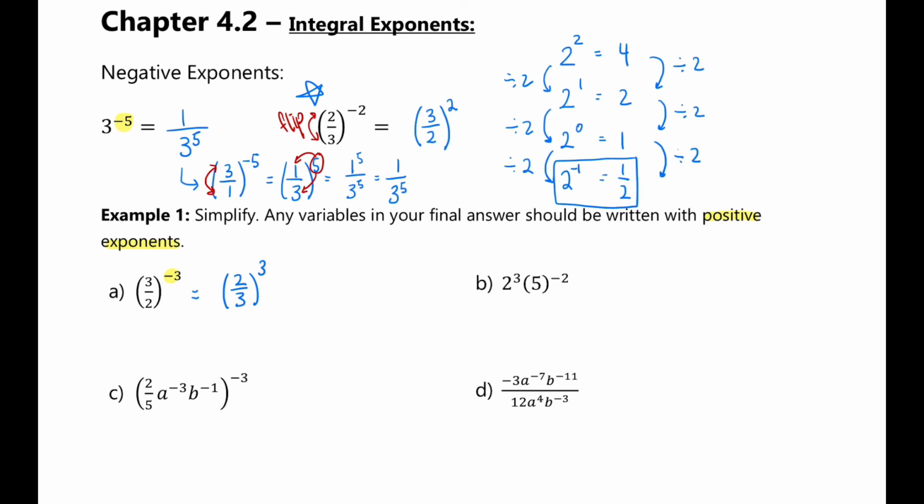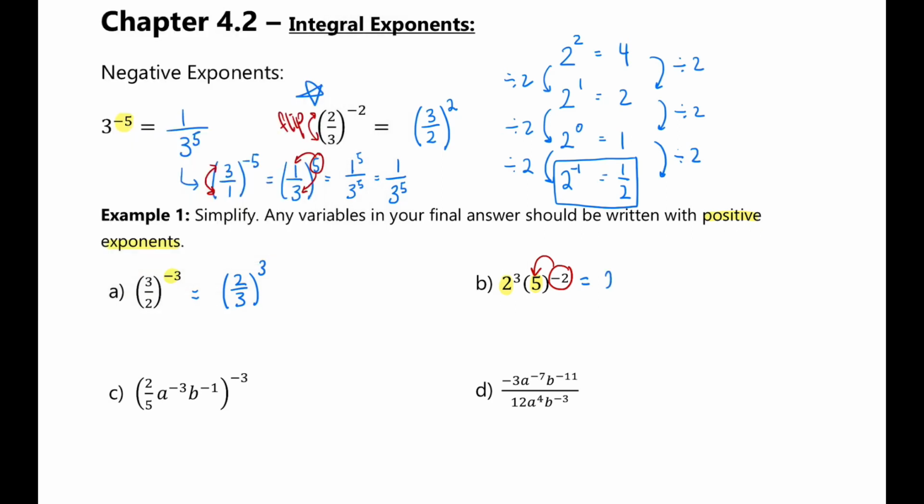I'll do part B as well. This time we have two powers with different bases. We have 2 as a base and 5 as a base. The exponent rules only work if the powers have a common base. But in this case, we cannot apply it, so we'll just keep it at that. But we can get rid of the negative exponent. This exponent is referring only to 5. So let's rewrite that.